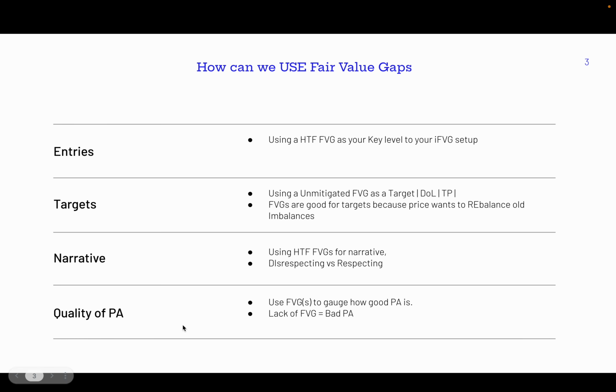And then quality of price action. If you go through the first 20 minutes of price, let's say 9:30 open, and there's no fair value gaps, especially on the 1 minute. But if there's no fair value gaps on the 5 minute, the 1 minute, like everything's just chop, guess what? Probably bad price action. But on the opposite side, if we have a ton of fair value gaps, we're leaving imbalances, price has that volatility, that's a very good sign of PA. So you can use fair value gaps to gauge the quality of price action.